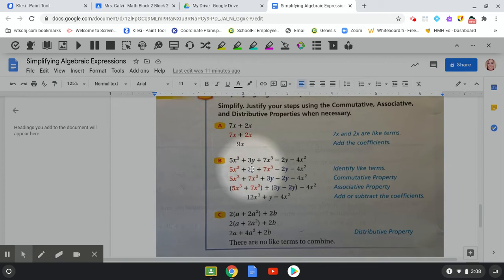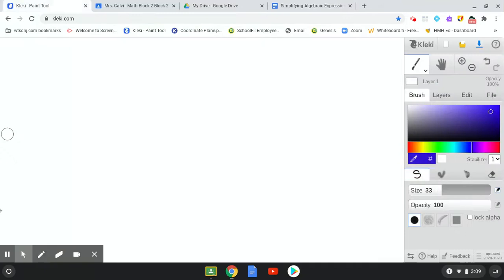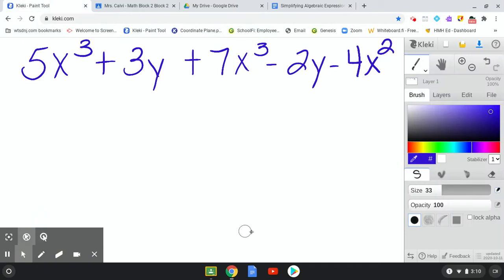Then we get into a little bit more of a more difficult problem. We have a lot going on. We have different variables. We have different exponents. The one thing you have to remember, you are going to put your final answer in descending order of exponent. I'm going to explain that in a second. So I'm going to actually do this problem on the whiteboard just so you can see how it works out. Okay, so I wrote the problem out.